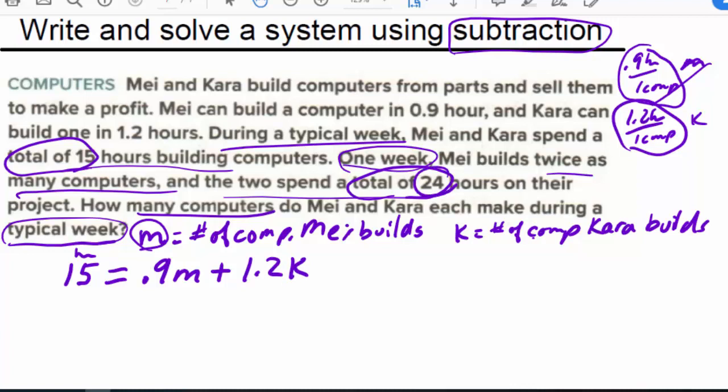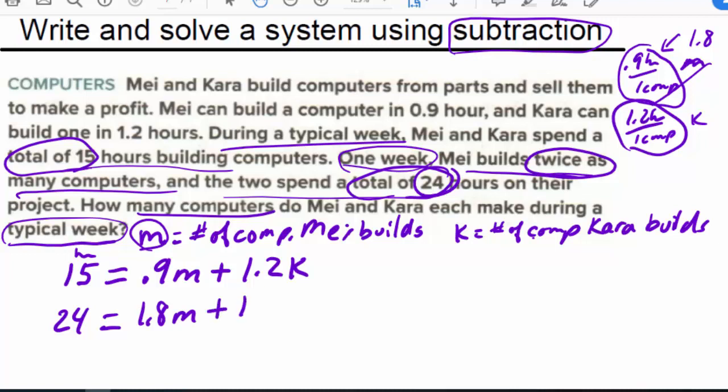The second one talks about 24 hours. So I've got another 24 total. The only change I'm going to make here is that it says, where does it say? Right here. It says May builds twice as many computers during that 24-hour week. So up here where we had 0.9, I want to double that and call it 1.8. So that's going to be 1.8 times M plus 1.2 for Kara, because Kara was just working at her typical pace.